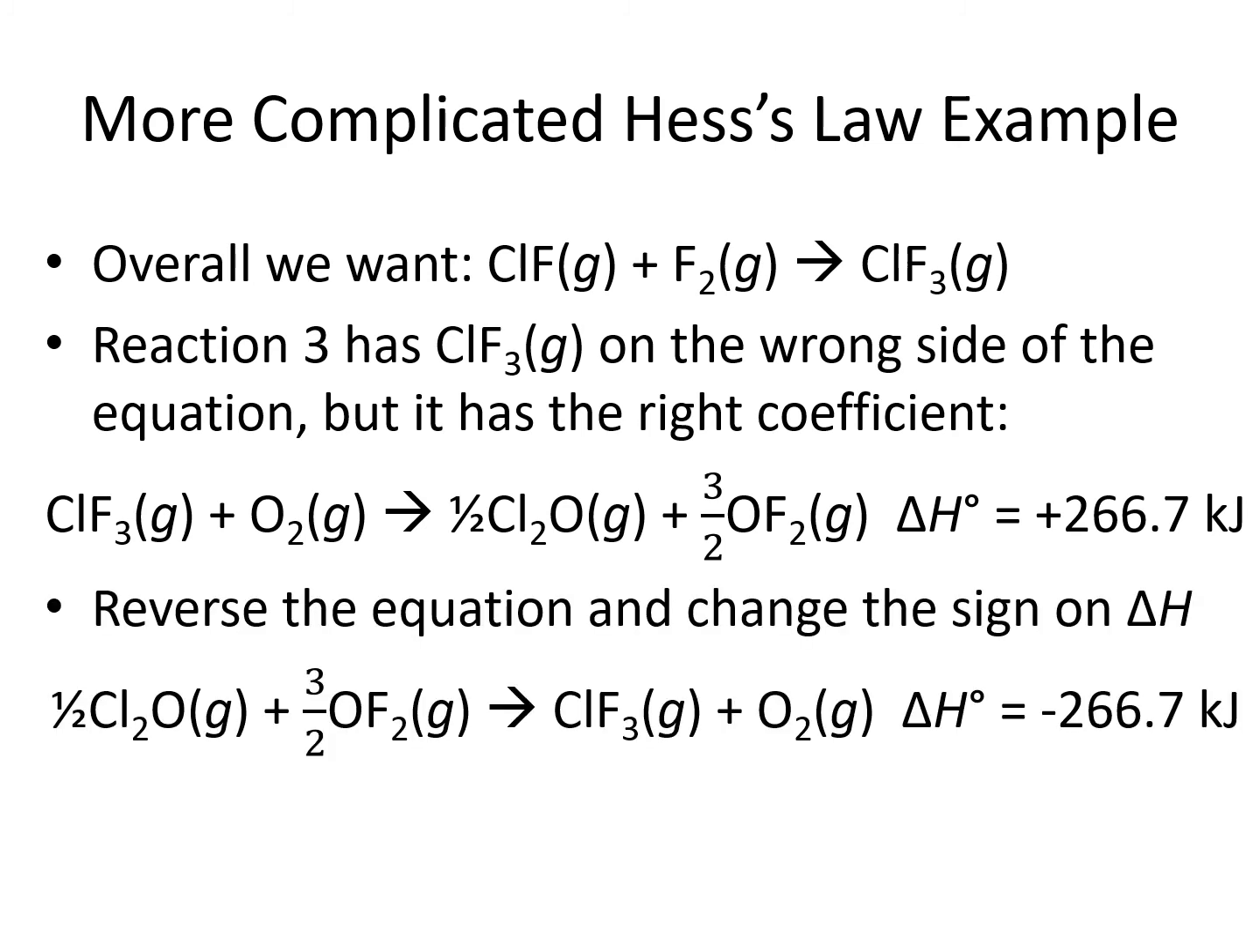So when we reverse it, the products go on the reactant side, reactants go on the product side. And we change the sign from a positive to a negative. So this is the form of reaction 3 that we're going to want to keep, and the delta H along with it is the negative 266.7.